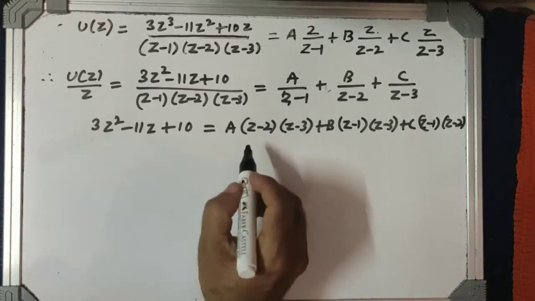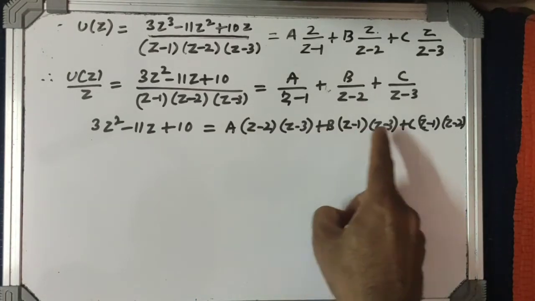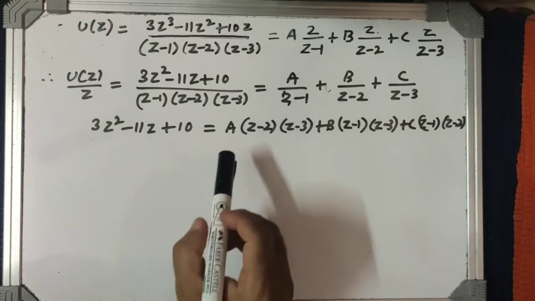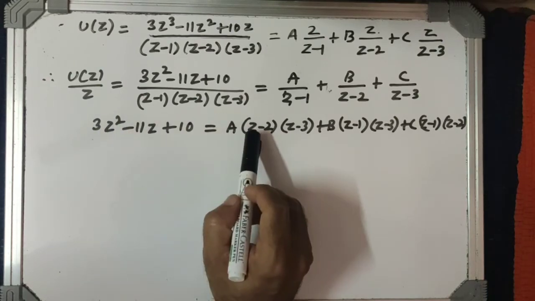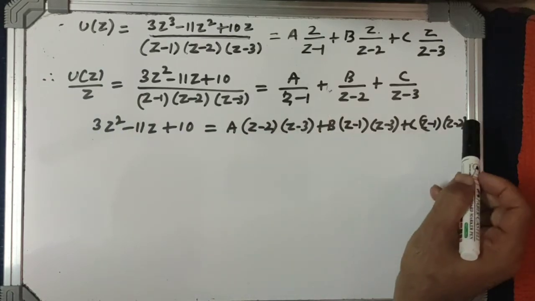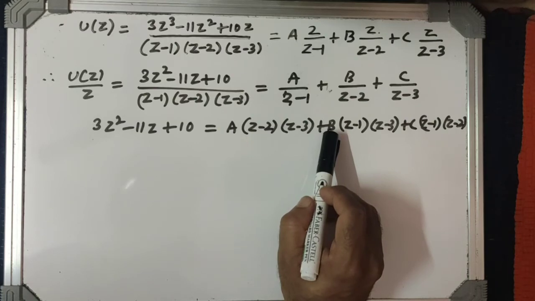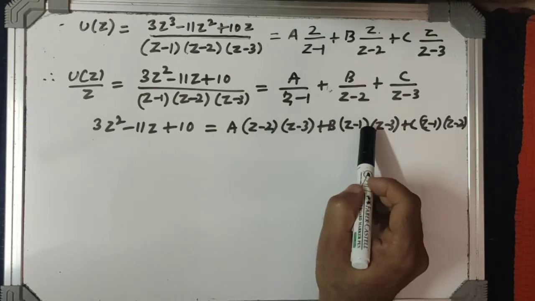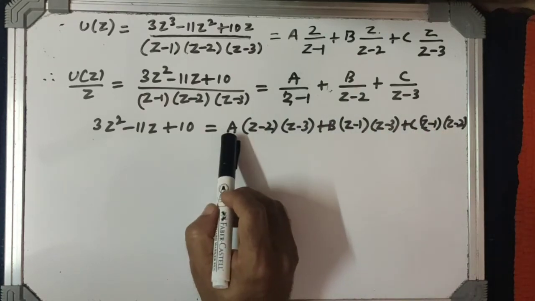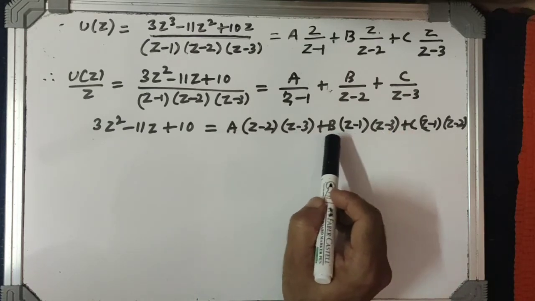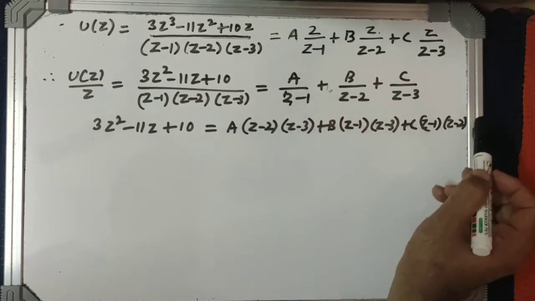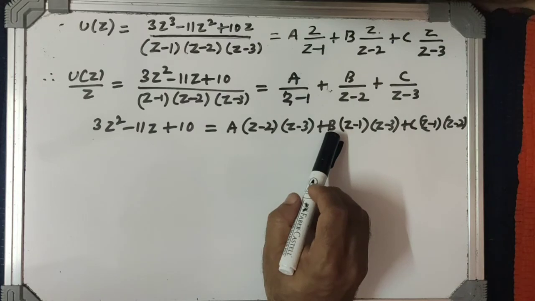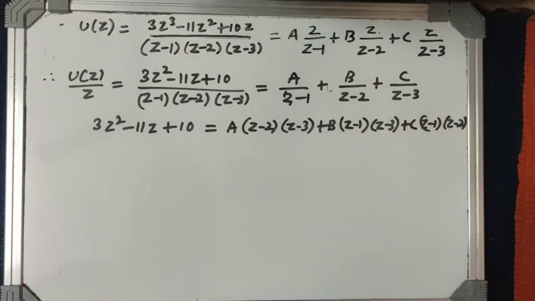If you give suitable values to z, that means if you substitute z equal to 2, this term and this term get cancelled, you will find b. Similarly, if you substitute z equal to 1, this term and this term cancel, you can find a. Similarly, if you substitute z equal to 3, you will find c. Is it clear? So give these values to z.